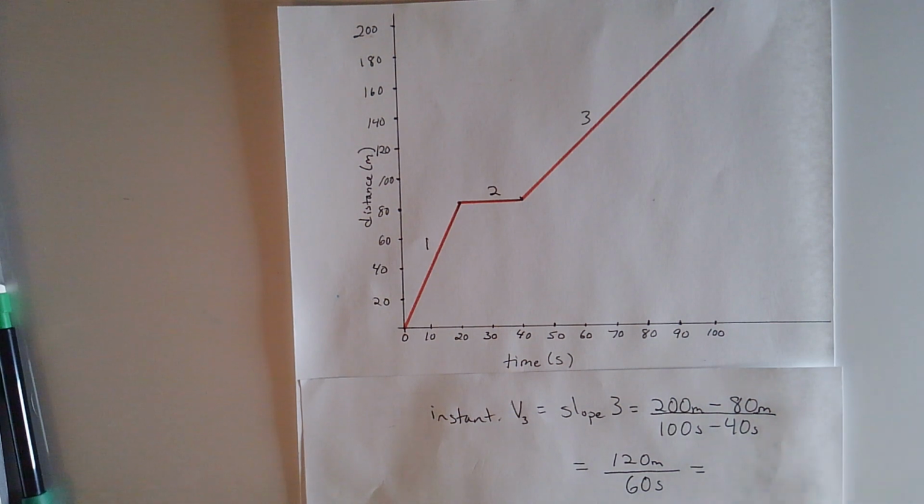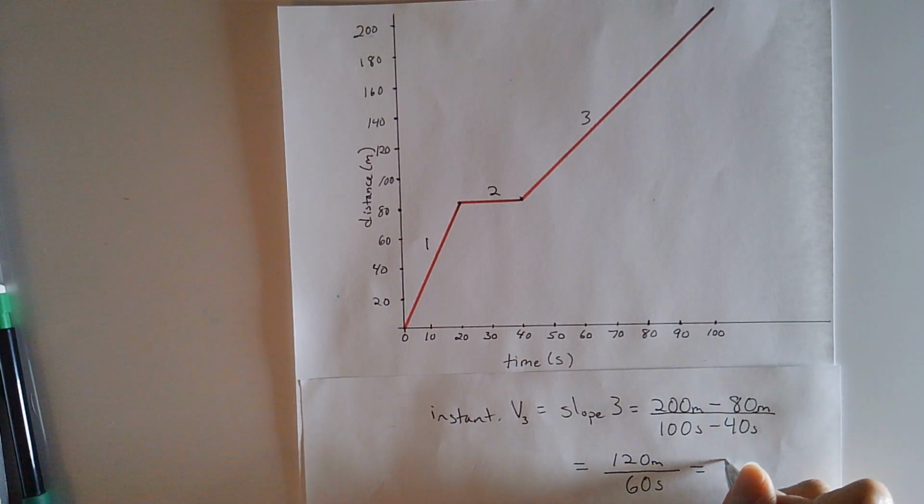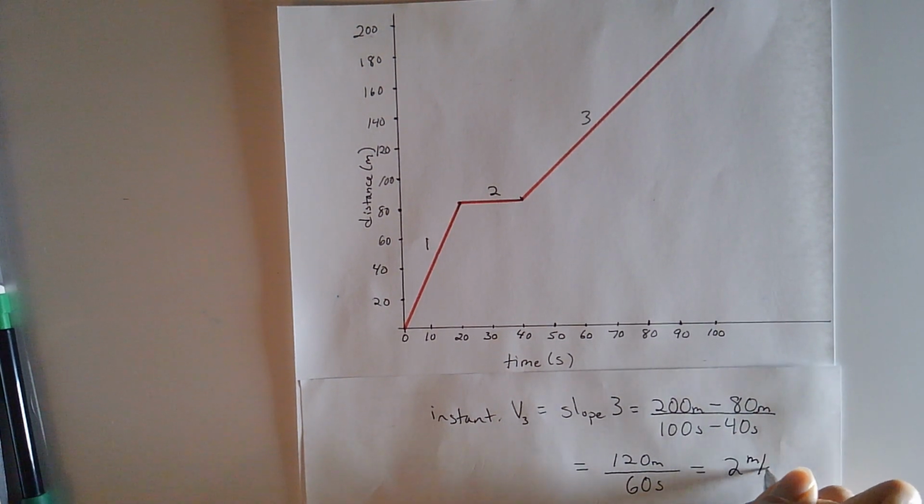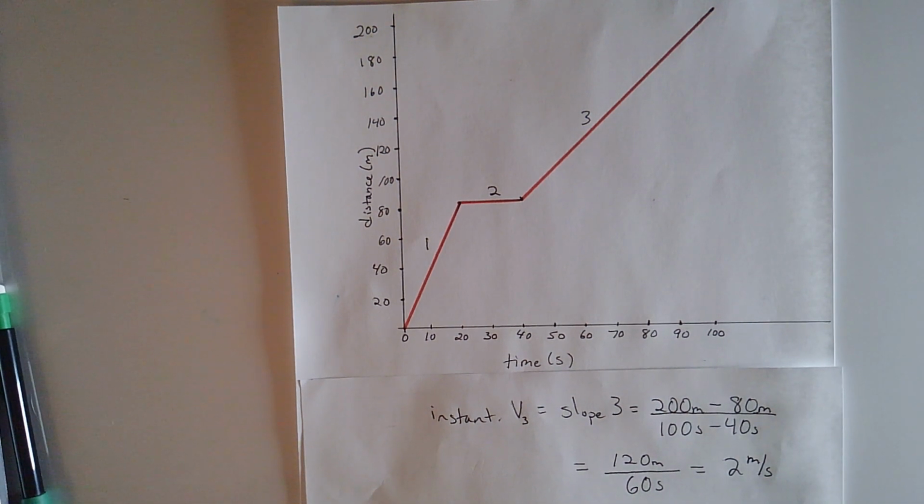Hey, that's a pretty happy number. 120 divided by 60, 2 meters per second. And it's implied that it's a positive. I mean, 200 minus 80, it's a positive, right? So we can put a positive on there or we could leave it off, but I'll throw it on there just to note that it's a positive velocity.